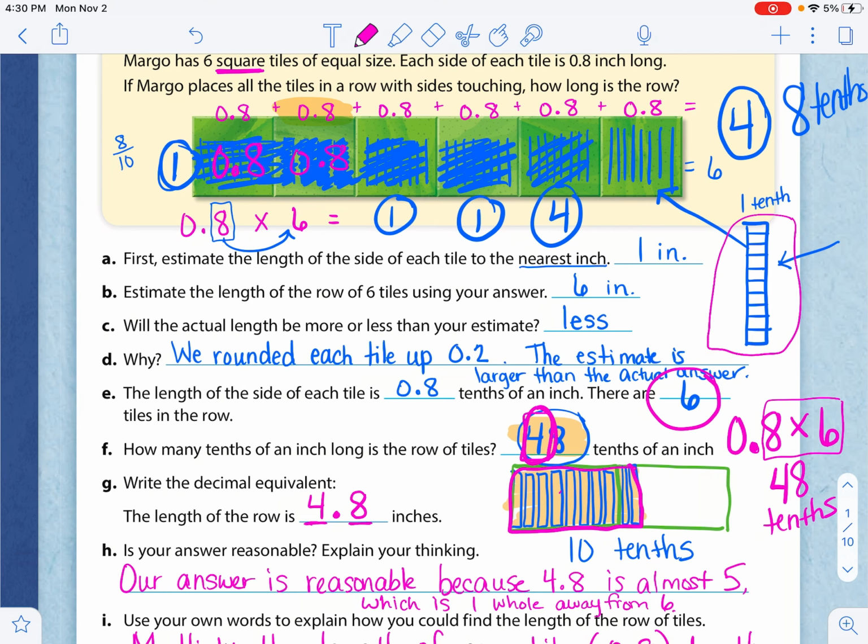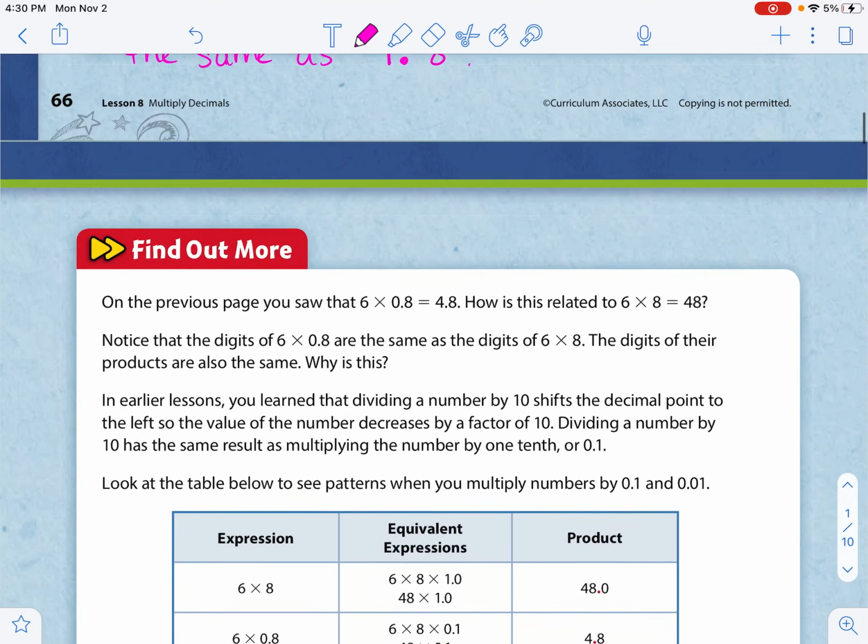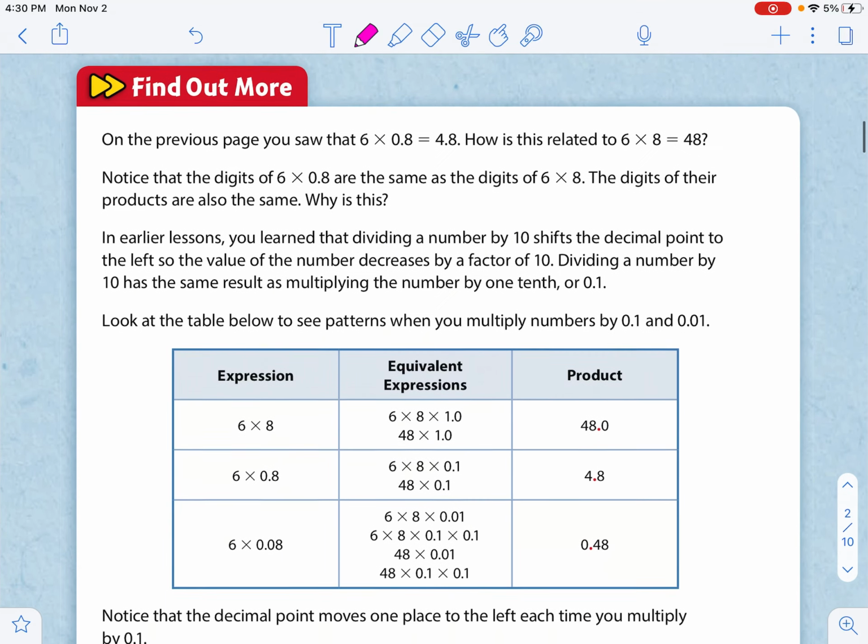So each time you were able to get to another 10, so when you got to 10, you made a whole right here in this 4. When you got to 20, that was 2 wholes. When you got to 30 base 10 blocks, that was 3 wholes. When you got to 40 tenths, that was 4 wholes. But you couldn't quite get to 50. We only had 8 tenths left. So that leaves us with 4 wholes and 8 tenths, 4.8. Okay? All right, so we're going to move on to the next page.